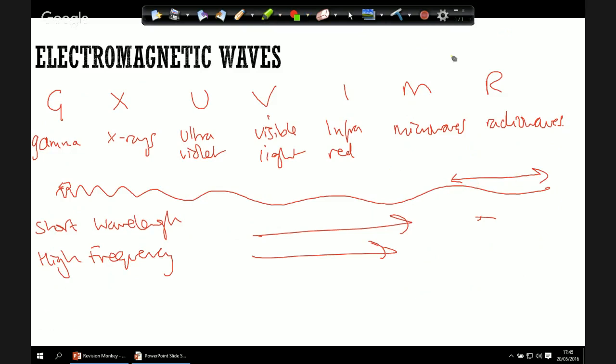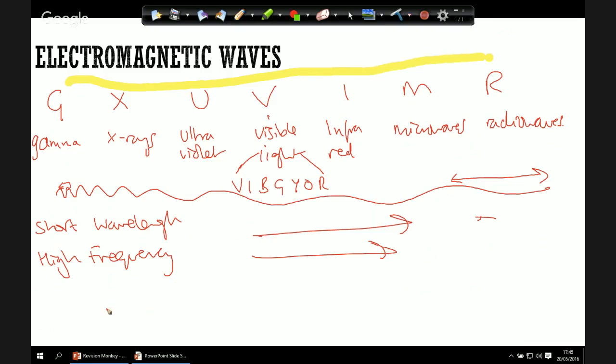Now do bear in mind in the exam that they could have this the other way around. They could have radio waves over here and gamma rays over here. So just bear that in mind. And also people forget this bit, the fact that visible light is actually split up into several different colours. Okay, it's split up into red, orange, yellow, green, blue, indigo and violet, or ROYGBIV. And red light is next to infrared, and violet light is next to ultraviolet. So this becomes important later when we're talking about redshift in the spectrum.